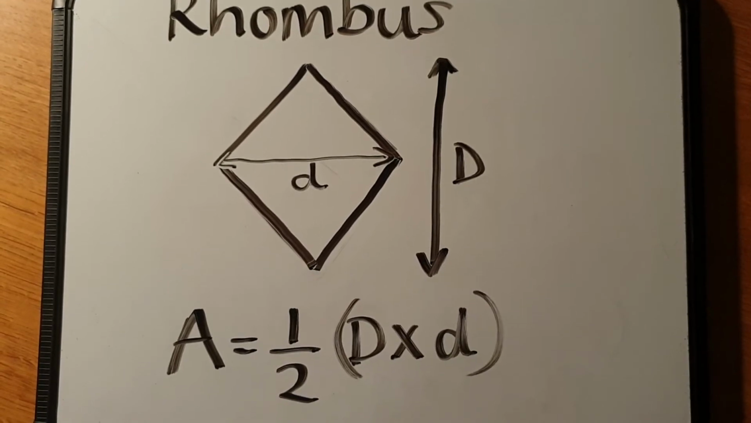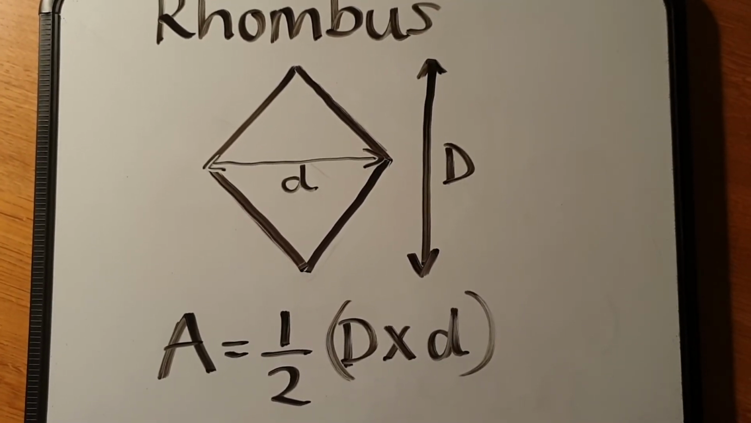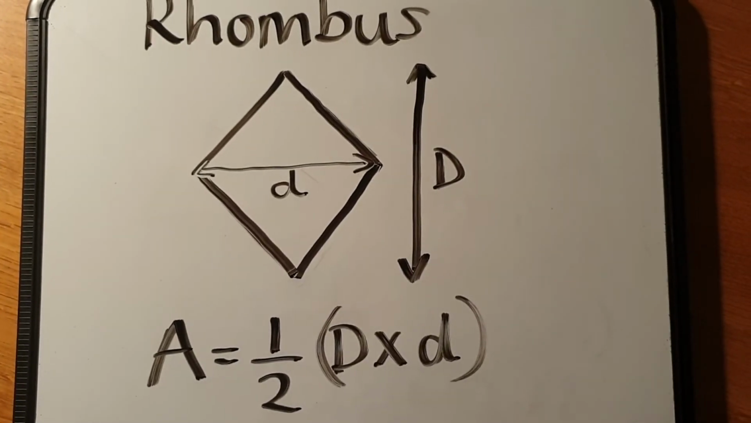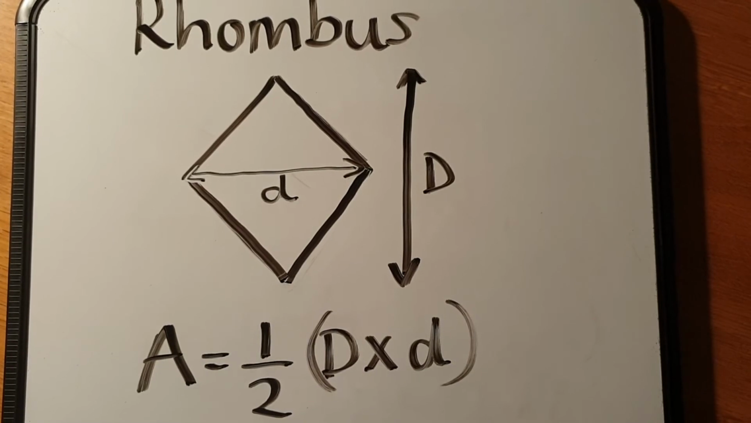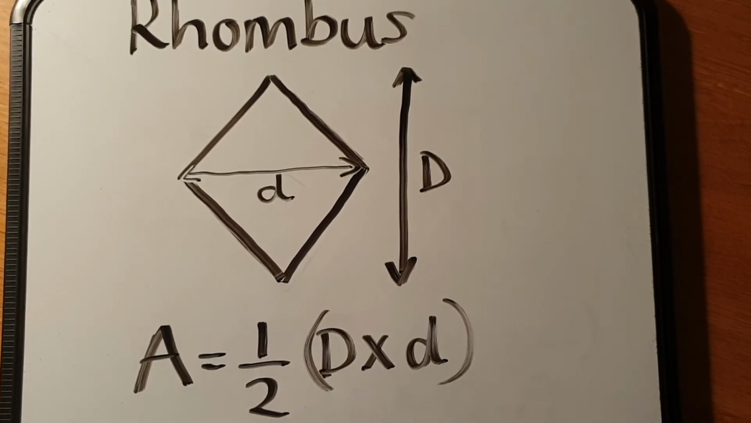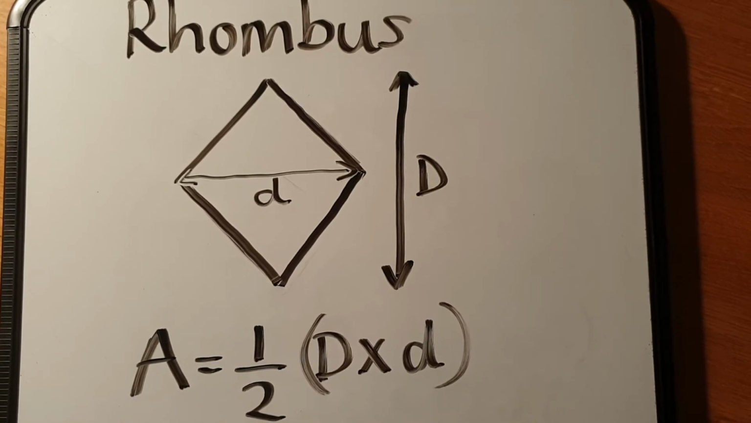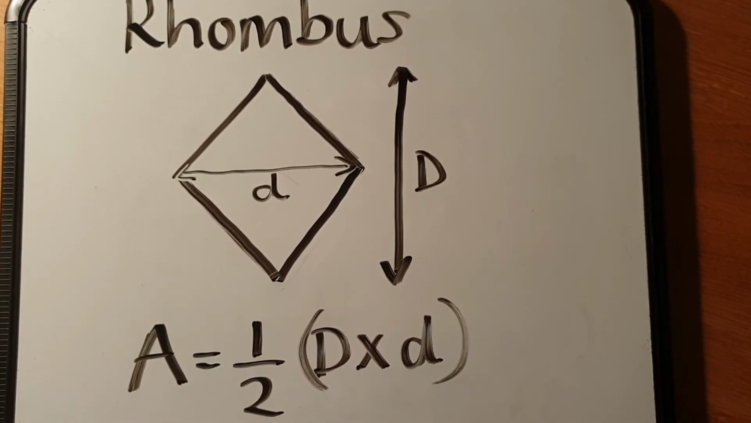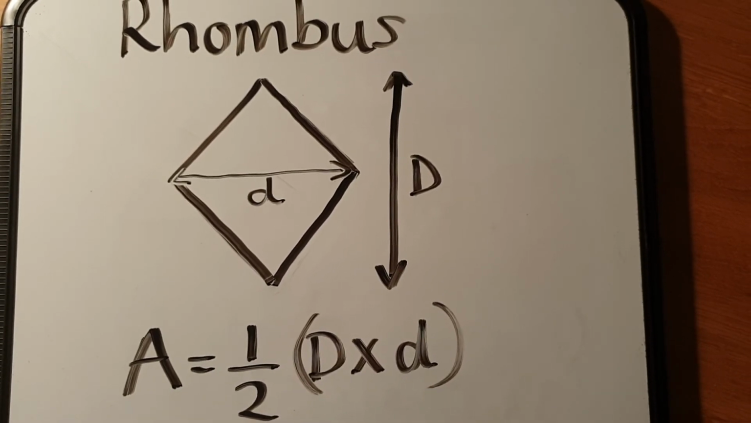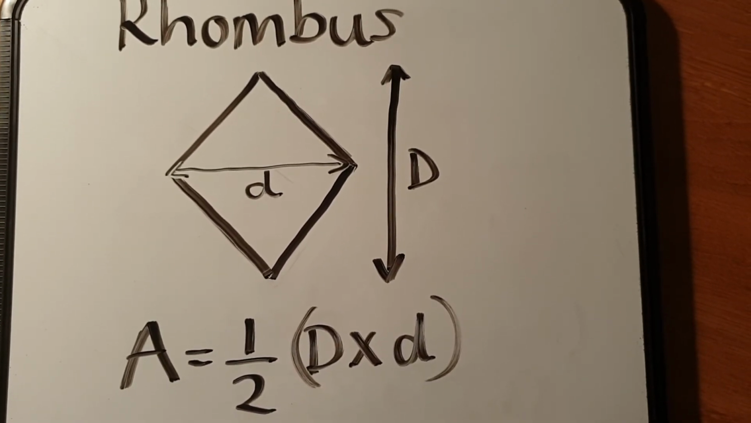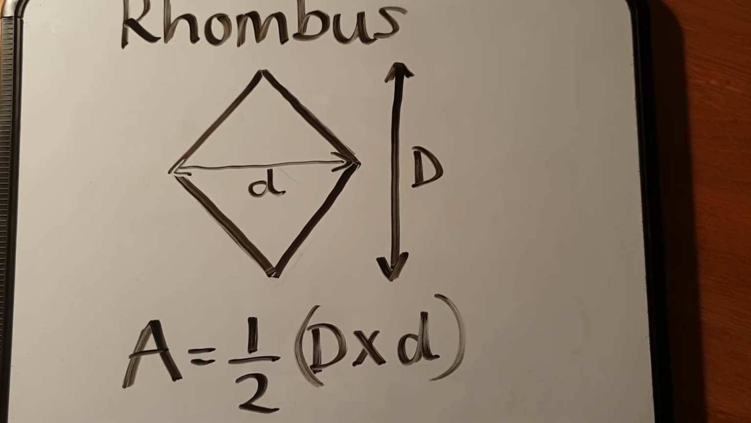Okay, moving on to the rhombus. A rhombus is just like a squashed square, so all 4 sides will be the same length, but the angles will not be 90 degrees. So the D represents the diagonals from one corner to the other. So the longer one I've given a capital letter and the smaller one I've given a small letter d. So just multiply both diagonals together and then half it. So that's how you find the area of a rhombus.